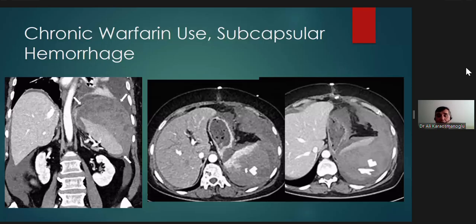By the way, all patients are our patients. There's nothing from the literature. All patients are from our archive and from our publications. So this patient has chronic warfarin use, presented to ED with severe, acute abdominal pain.